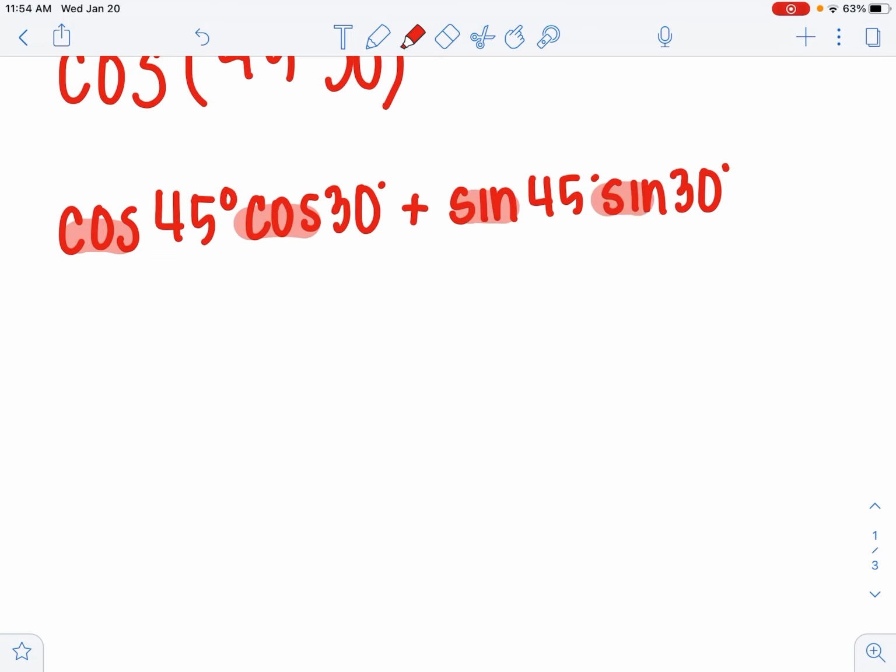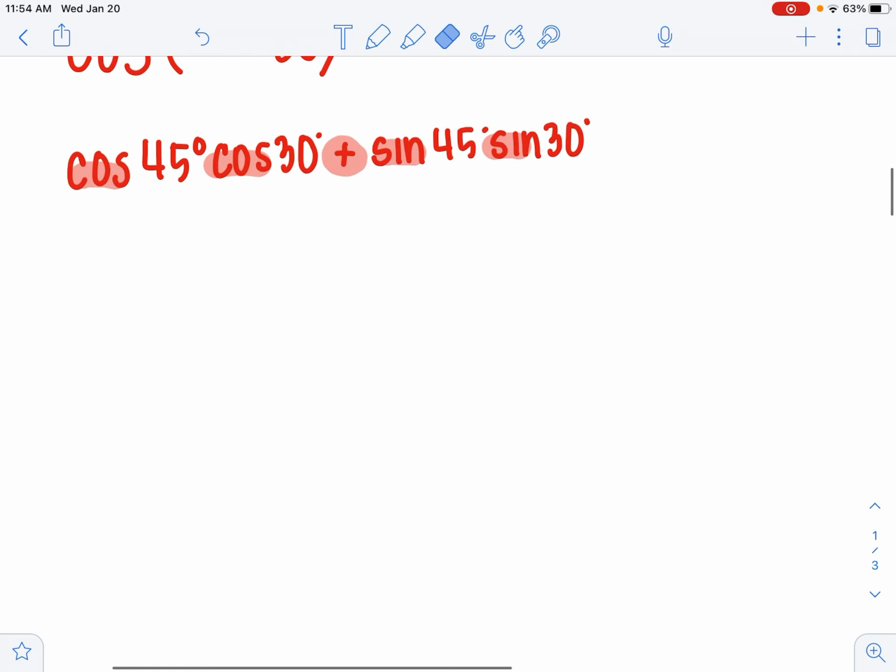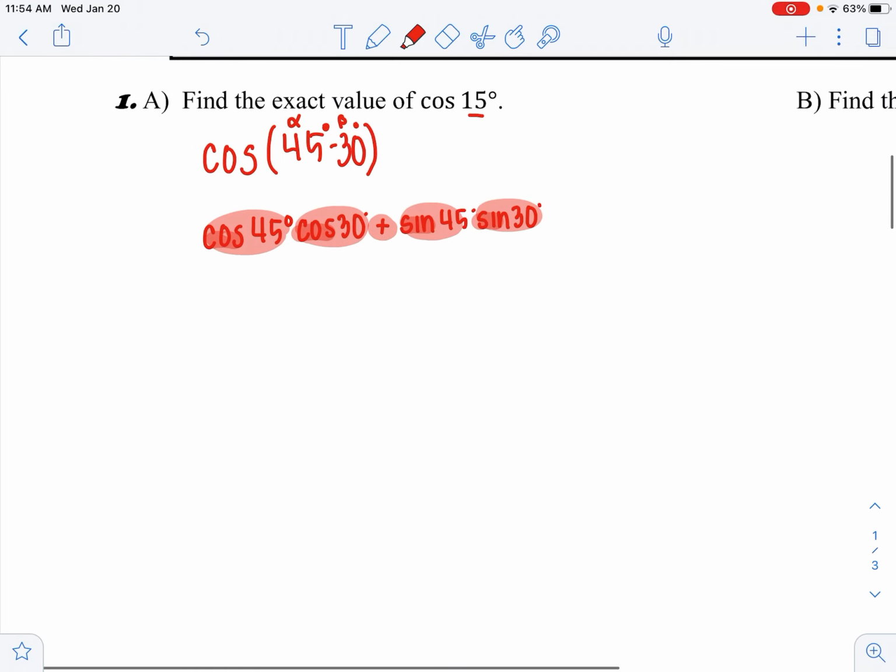So I want you to notice that. Cosine, cosine, sine, sine. I change the sign, and it's always alpha, beta, alpha, beta. On all of our formulas, it's always alpha, beta, alpha, beta. Okay, so now you can actually do this. We know the cosine of 45. We know the cosine of 30. We know the sine of 45, and we know the sine of 30. We're going to get each one of those. So it looks like I need the sine and cosine of 45 and 30.